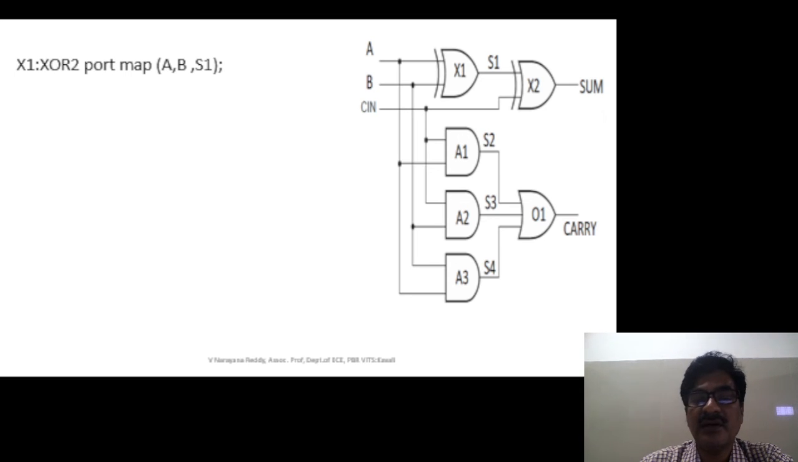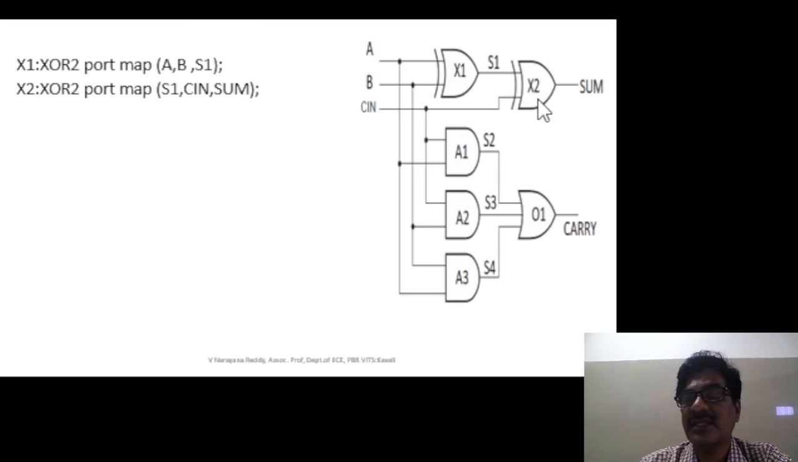Now coming to the instantiation statement for the other XOR gate with the label name x2. Start with the label name x2 colon component name XOR2 port map of. What are its inputs as per the diagram? S1 is one input, Cin is the other input. So S1 comma Cin comma, what is its output? Sum. So write the sum. So like that you can write the instantiation statements for XOR gate 1 and XOR gate 2.